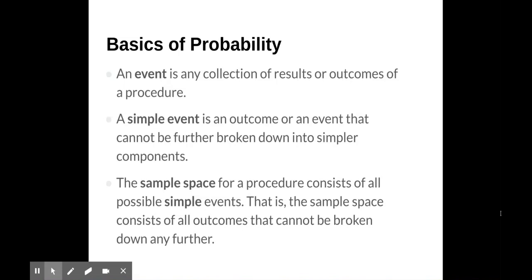So for a coin, if the procedure is flipping a coin one time, then the sample space is simply heads and tails. But if we talk about flipping the coin twice, then our sample space grows to heads-heads, heads-tails, tails-heads, and tails-tails. So as we get more and more repetition of procedures, our sample spaces can get very large very quickly.